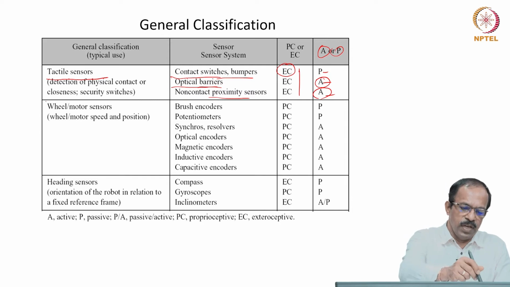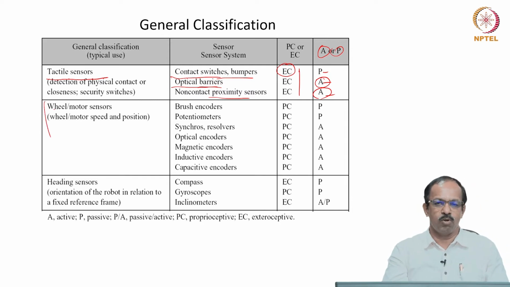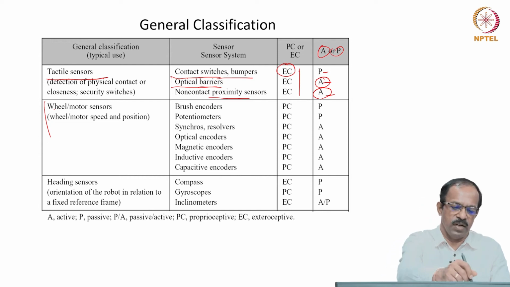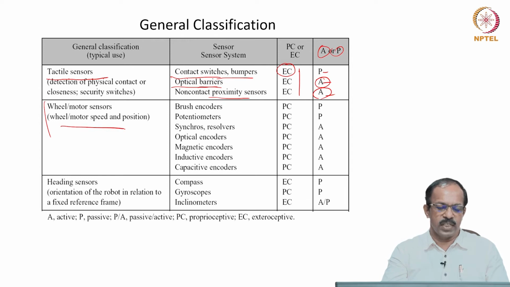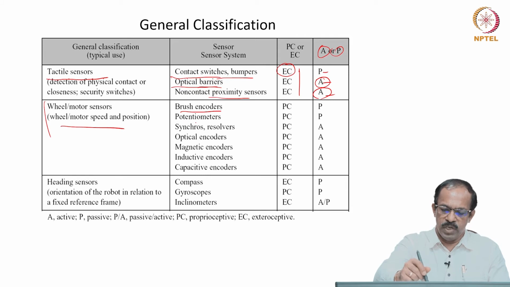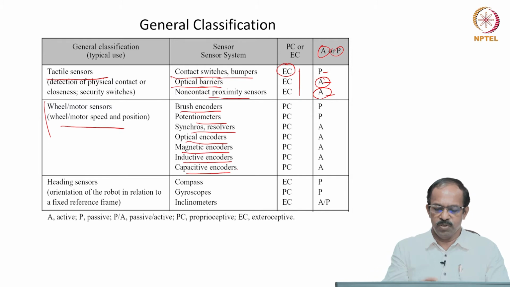And coming to the wheel or motor sensors, for a mobile robot, as you might have studied in kinematics, we need to understand at what speed the wheels are rotating. If you know the wheel speed and the radius of the wheel, you will be able to calculate how much the robot has traveled, and that can be used to identify the position of the robot. So, that way we use many wheel encoders in order to get the wheel motor speed and position. We have many things like brush encoders, potentiometers, synchros, resolvers, optical encoders, magnetic, inductive, capacitive.